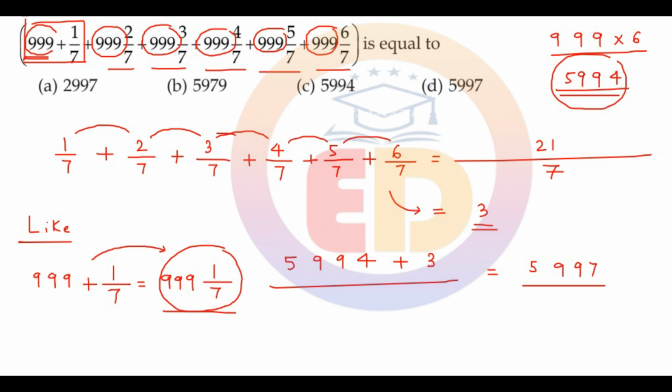It is actually equal to 999 plus 1 upon 7. Here, our answer on adding both the whole number values and the fractions, which is 5994 plus 3, will give us 5997, which is our option number D. The question was rather simple, but you have to develop an approach like this in the exam. Let us see some more questions like this to understand this better.